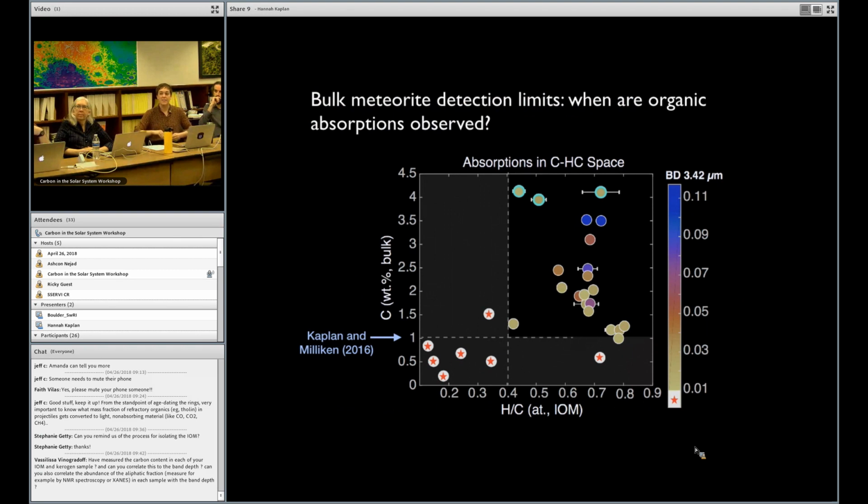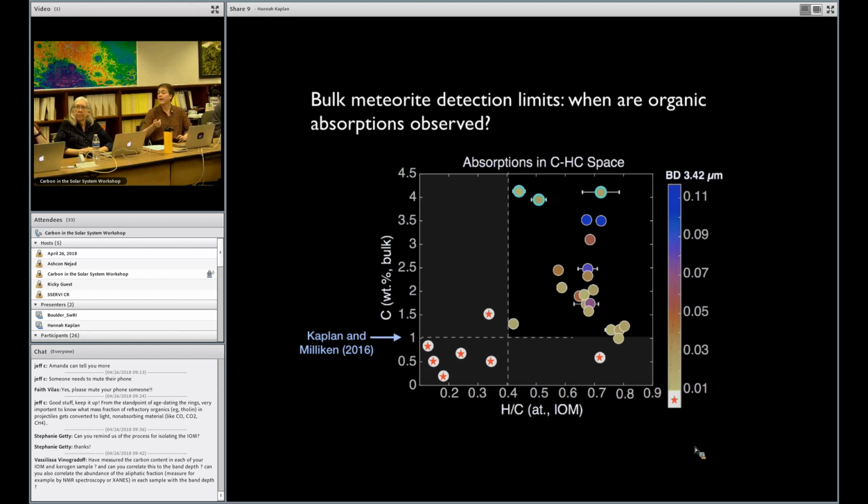And so here's the plot that really shows this. Here is the parameter space in terms of H/C and bulk carbon, where you see absorptions up in that top right corner and where you don't. And that 1 weight % bulk carbon works for this data, but it wasn't pulled out of nowhere. That's based on a bunch of laboratory mixtures. And so those samples with the stars have really weak or below-the-noise absorptions, or no absorption at all.